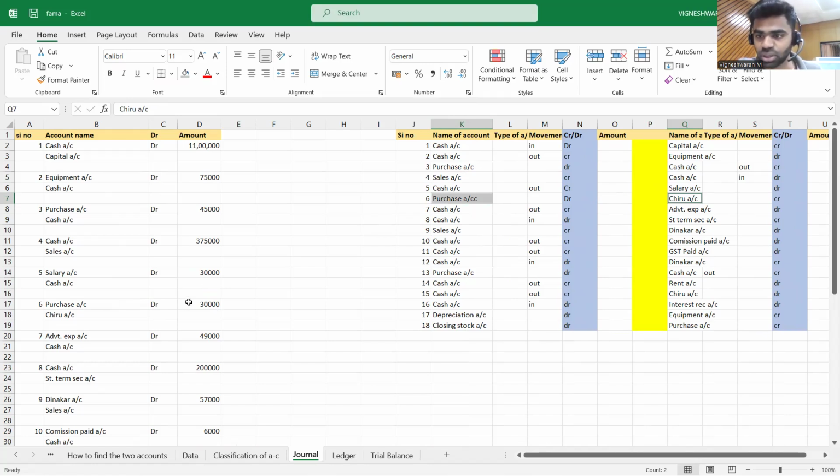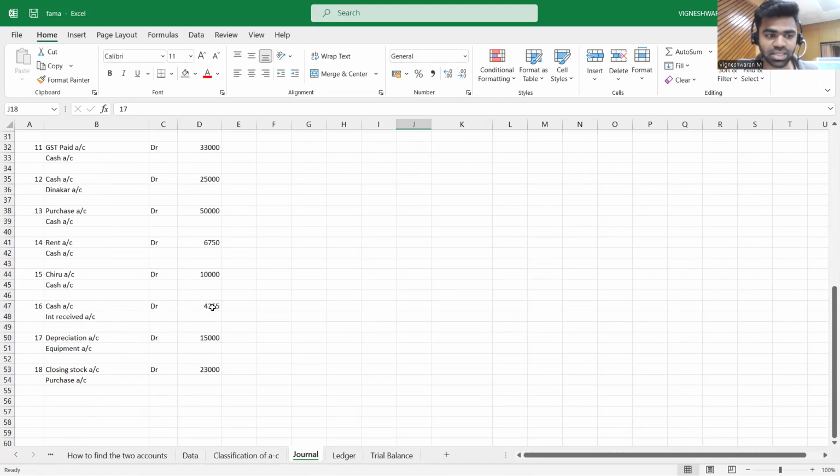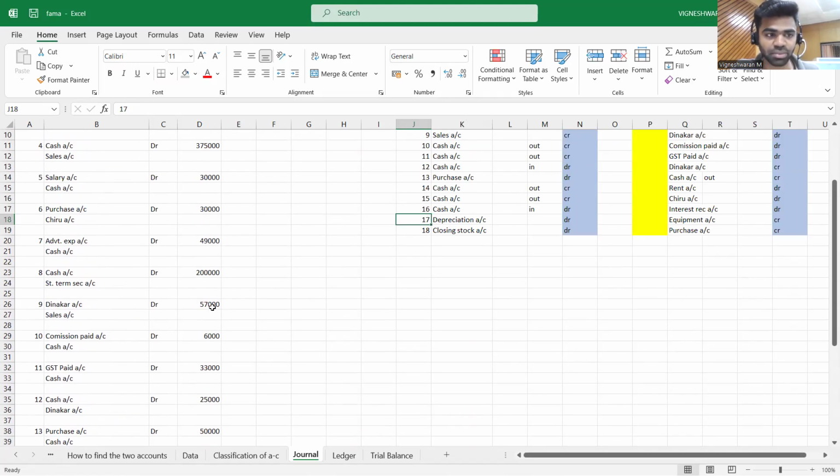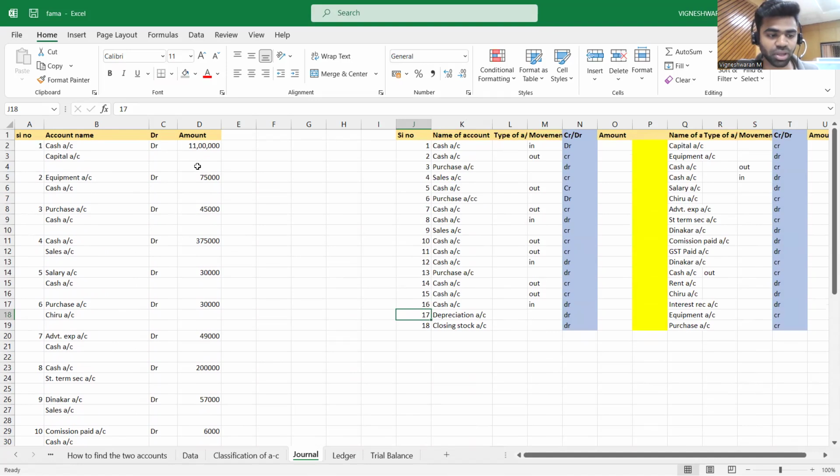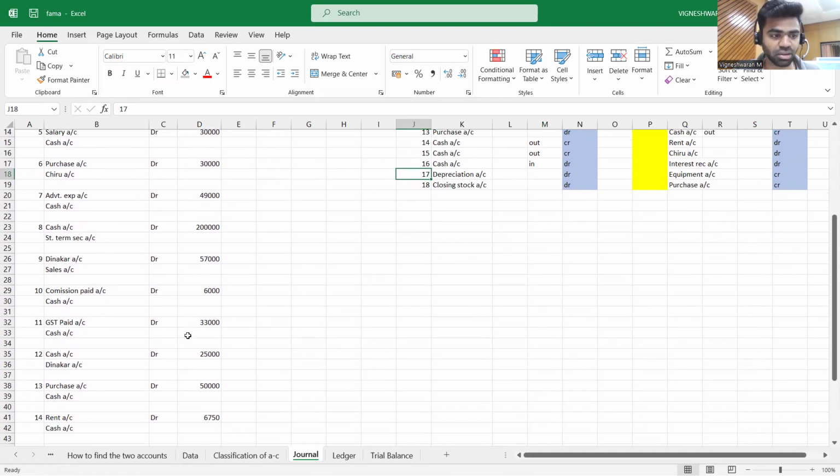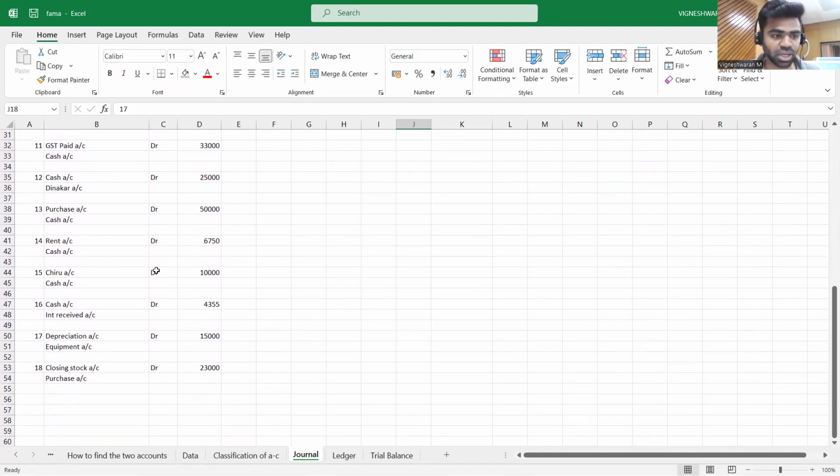Then the seventh one, advertisement expenses is on the debtor side. So advertisement expenses account, debtor, cash account. Like this, I have written the journal for all the 18 items. I am slowly scrolling the screen so you can make a note of it. Here the first 10 journals are there, then from 11 to 18 it is here.